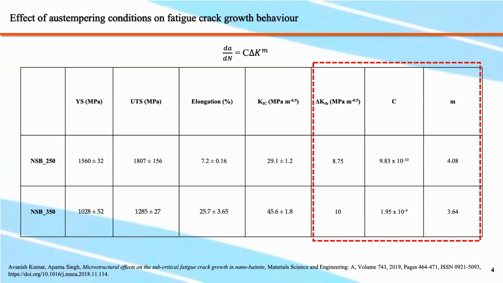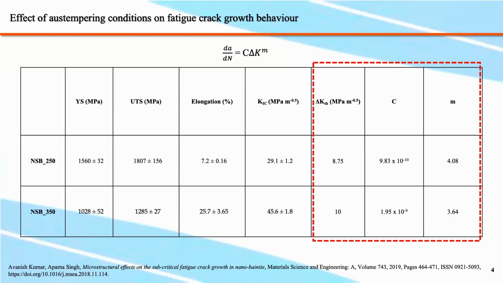Now let's look at what this refinement has done to the mechanical properties. As observed, the specimen austempered at a lower temperature shows higher values of yield strength and UTS as compared to the specimen austempered at a higher temperature. But the elongation and toughness trends say otherwise. We have a higher elongation and toughness for the specimen austempered at a higher temperature.